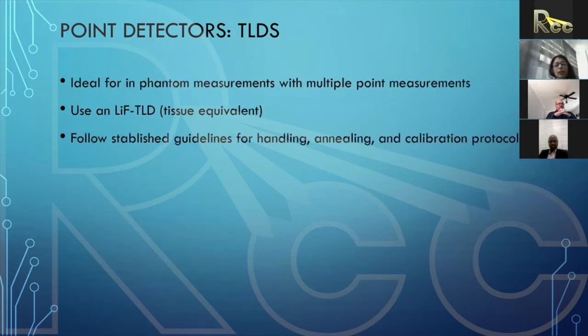They are ideal for in-phantom measurements when you want to do multiple point measurements at a time. And the ideal ones are the lithium fluoride type of TLD because these are the ones that are tissue equivalent. You have to be very strict following the handling, annealing, and calibration protocols. For example, in my clinic, we don't have TLDs. We don't have the capability to use them. And do not use TLDs if you need a precision below 3 to 5%.